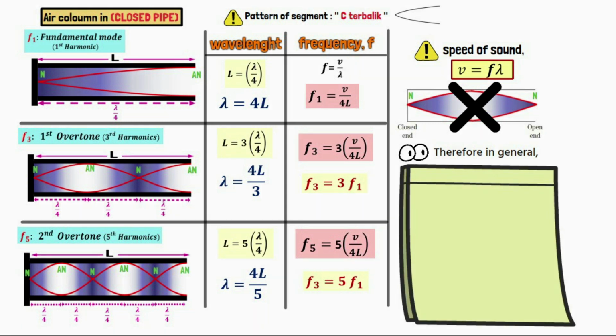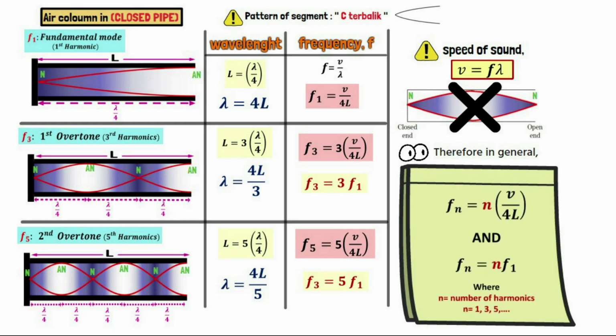So we can write in general the equation of the frequency for the standing wave produced in closed pipe is at frequency of Fn equal to Nv over 4L. Okay, and we can write that Fn is also equal to N times F1. Tetapi untuk closed pipe sahaja, the number of harmonics hanya melibatkan odd number untuk memastikan the open end of the pipe adalah anti-note. Okay, tak boleh even number.